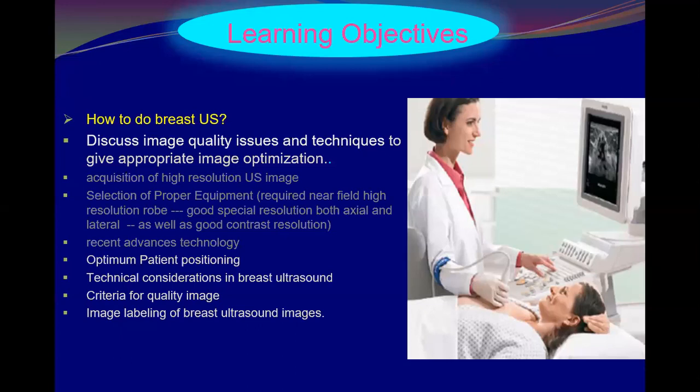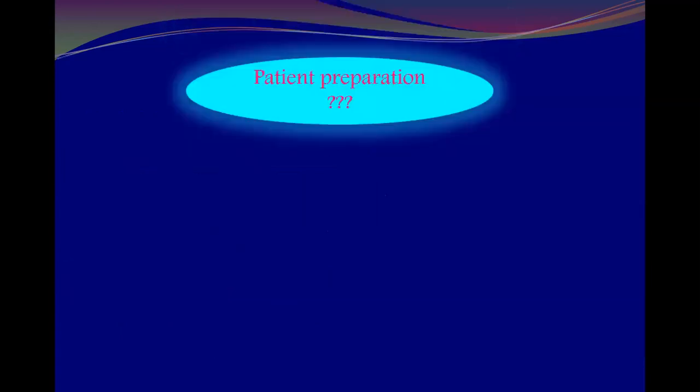regarding ultrasound breast. We are going to continue talking today about optimization of patient positioning, ultrasound technique and technical considerations to optimize ultrasound breast, and the criteria for image quality, as well as image labeling of breast images. Okay. What is the patient preparation for breast ultrasound?